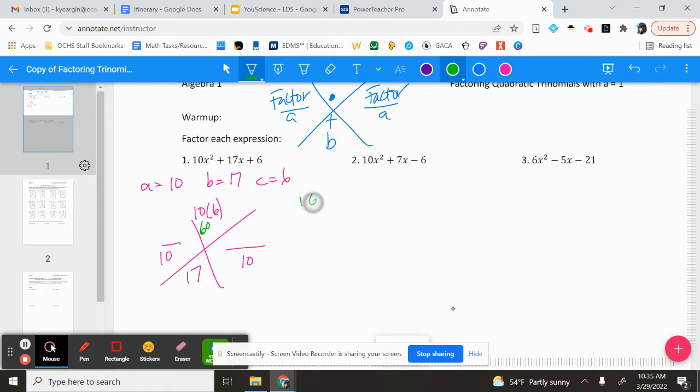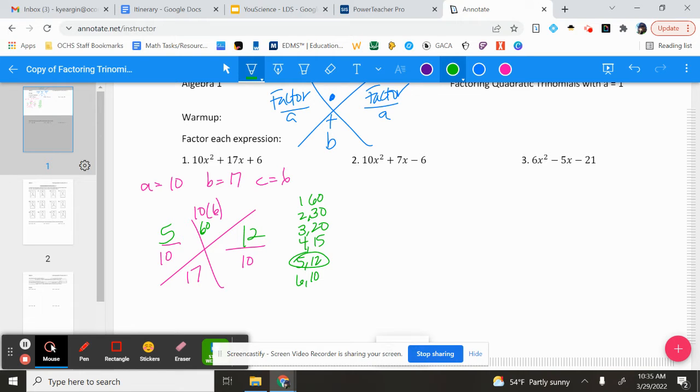So we have 1 and 60, 2 and 30, 3 and 20, 4 and 15, 5 and 12, 6 and 10, 11 won't go, and then we repeat. So I'm looking for two numbers out of this list that will add up to be 17, which we find to be 5 and 12.